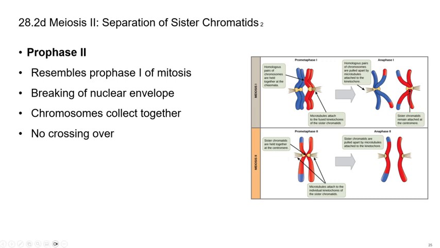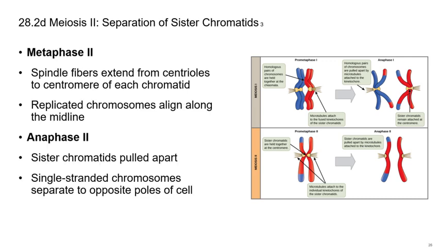So if you look here in prometaphase 2, you've already got some amount of exchange of genetic material between the two homologous chromosomes that we had in prophase 1. Notice here, these are homologous chromosomes. These down here are not homologous chromosomes. So in prophase 2, no homologous chromosomes, no crossing over. You go through prophase 1, then prophase 2.